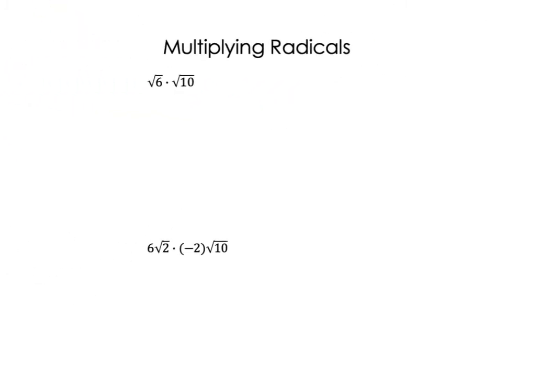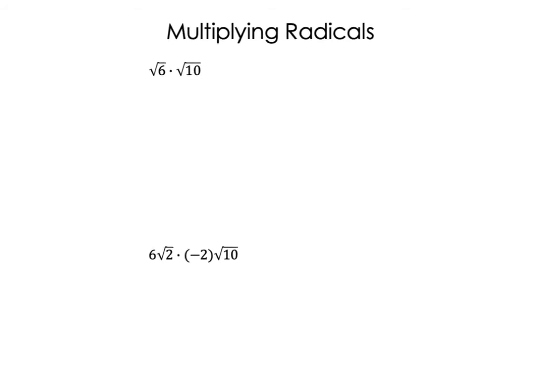All right, the next thing I want to go over is how to multiply radicals. So going back to page 29. Okay, what we do is we first multiply the numbers on the inside. So I have a 6 and a 10. So what I'm going to do is multiply the numbers on the inside. So 6 times 10 is 60, so this is square root of 60.